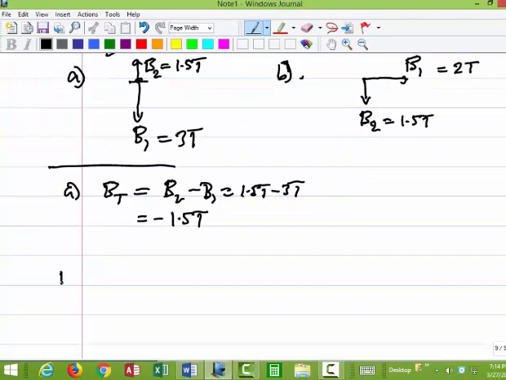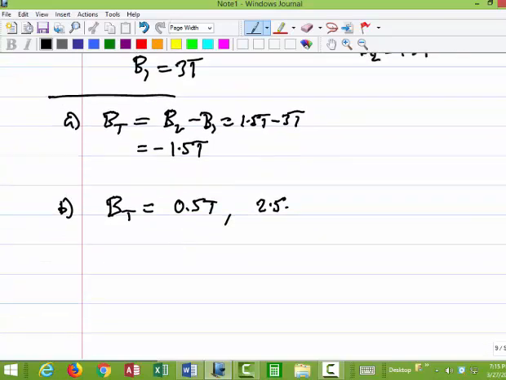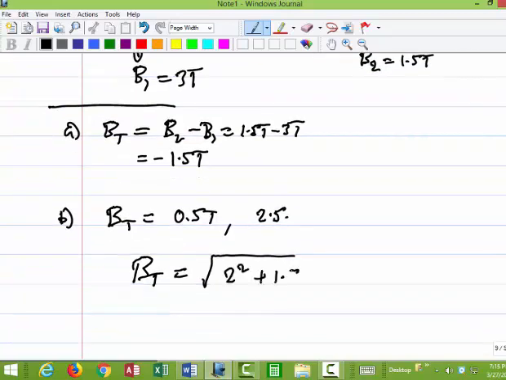And then for part B, what do you have for the net field? 2.5. Like I said, this is a vector quantity, so how are you going to add this? It's basically Pythagoras theorem. You're going to do the square root of 2 squared plus 1.5 squared, which is the square root of 6.25, which is equal to what? 2.5. Very good. So that's your net field.